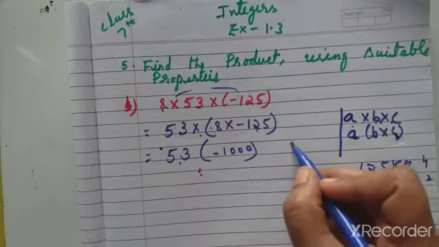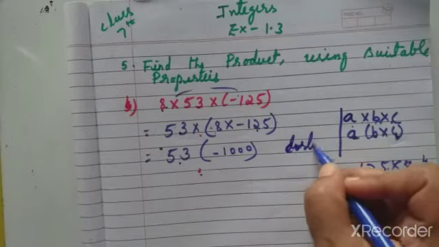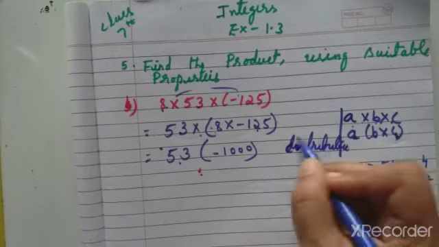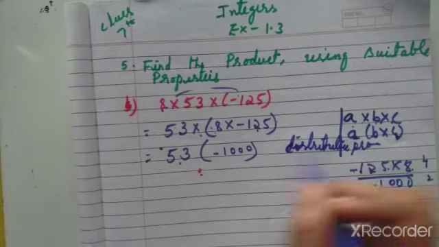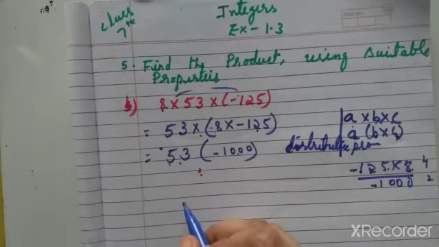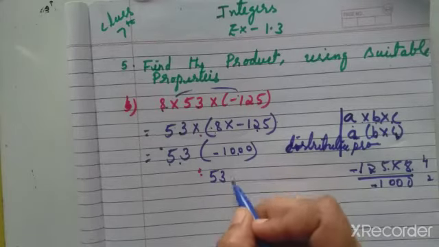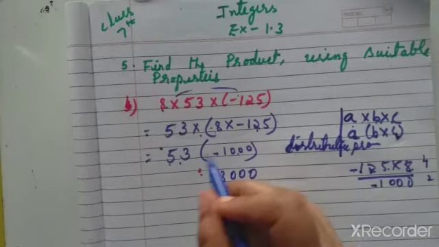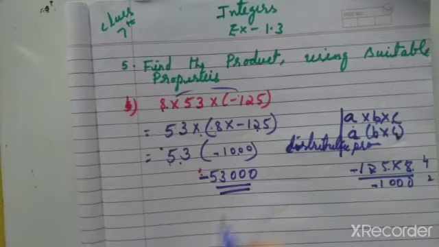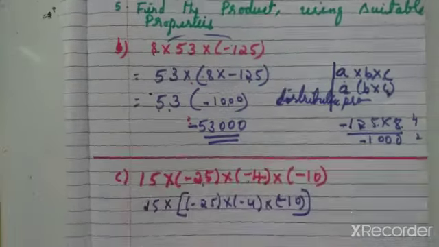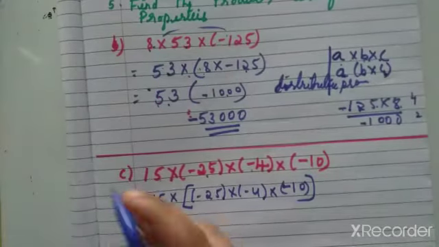Now we have used the distributive property here. Now we have to check 53 into 1000. 53 into 1000 is 53 with 1, 2, 3 zeros. Minus into plus is minus. The answer is minus 53,000.